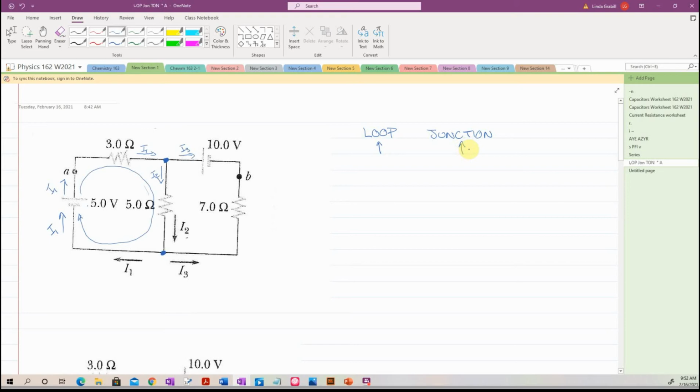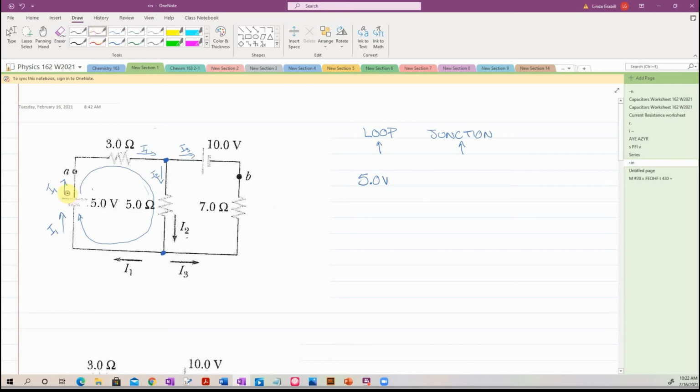For my loop rule, I can start off with my 5 volts. Actually, I'm going to back up a little bit. Instead of writing an equation, I want to point out something important that is going to save you dividends in time later. And that is labeling your high and low potentials.